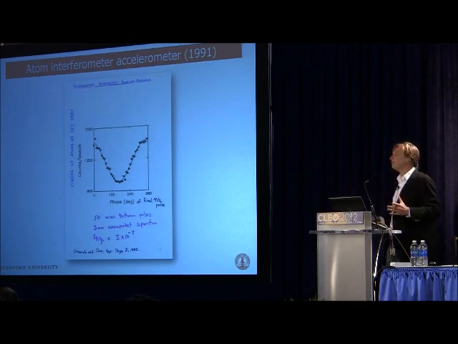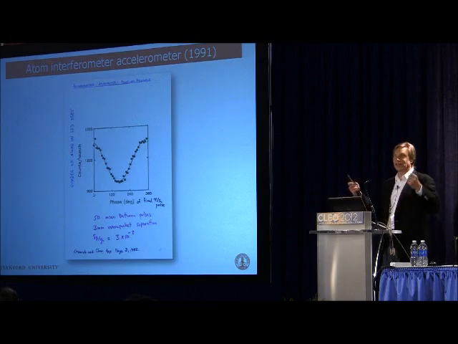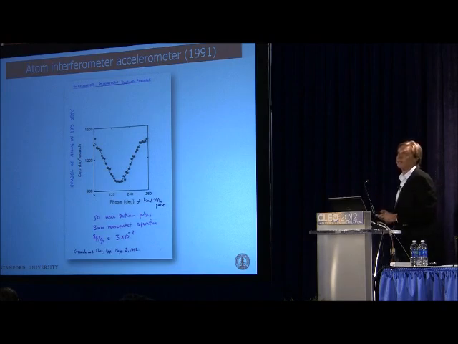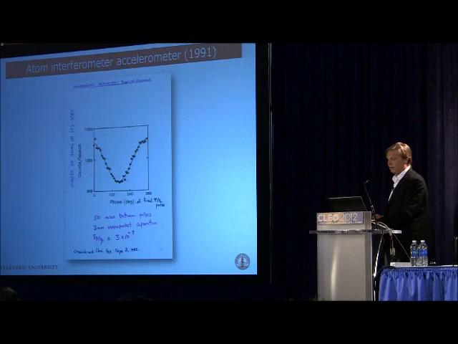All right, so how big is 3 parts in 10 to the minus 8 of the acceleration due to gravity? Two of you sitting next to each other, your mutual acceleration is about 10 to the minus 9 of the acceleration due to gravity. The gravitational attraction between 2 humans is about 1 meter separated. So this is starting to get to be a pretty darn good accelerometer. It's not great, but it's a start.